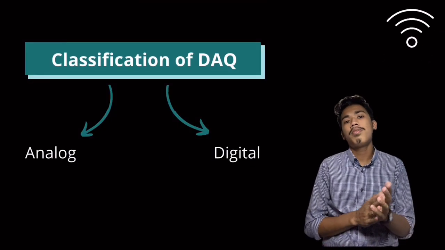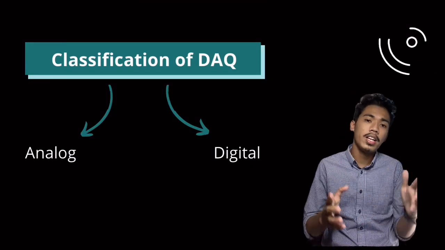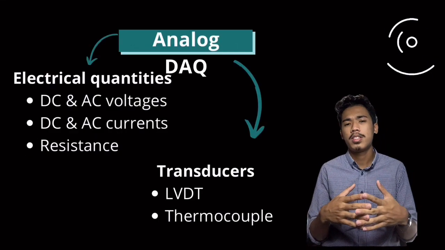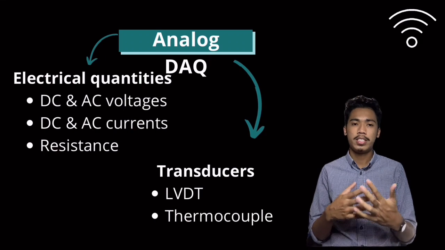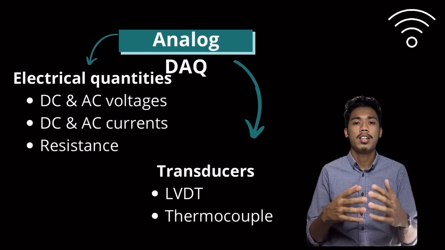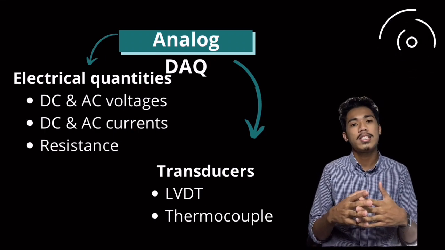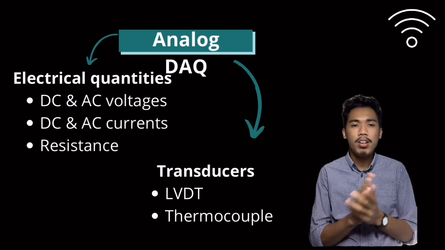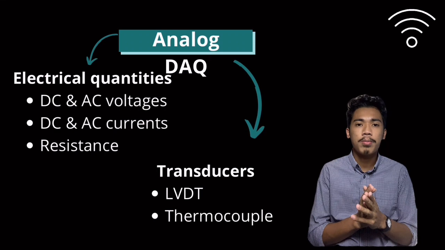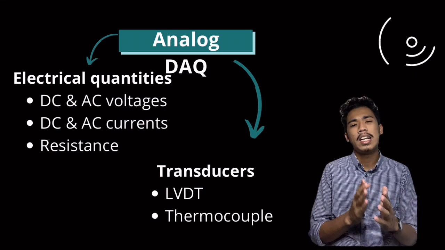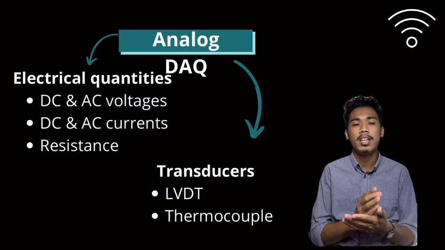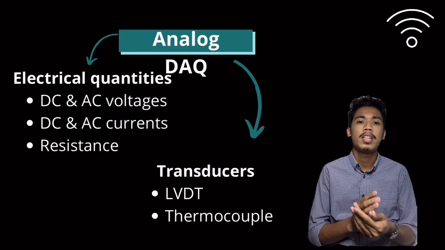The DAQ can be classified into two parts, which are analog and digital. Analog DAQ can be obtained from the direct measurement of electrical quantities such as DC and AC voltages, DC and AC currents, and resistance. Analog can also be obtained from transducers such as the linear variable differential transformer (LVDT) and thermocouple.